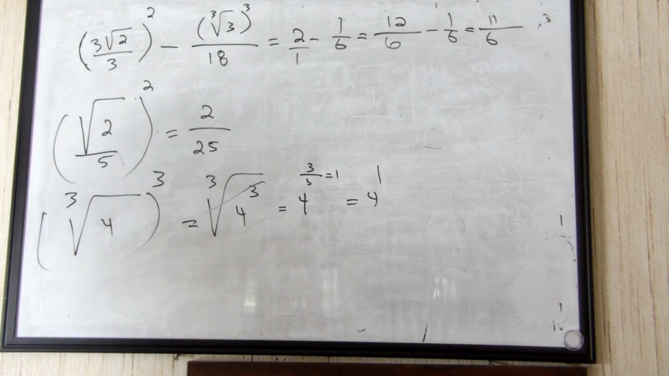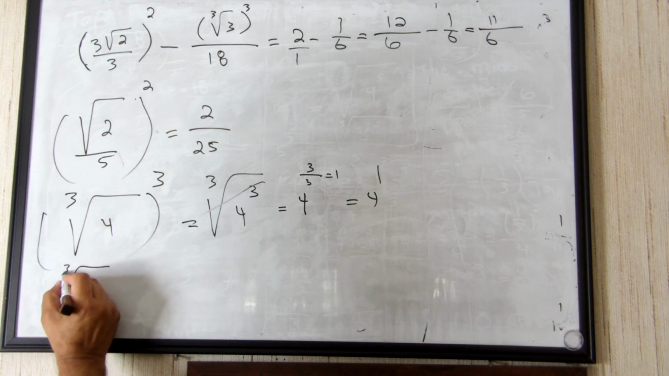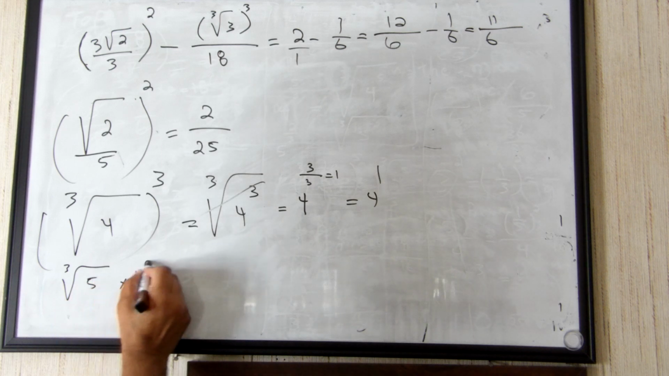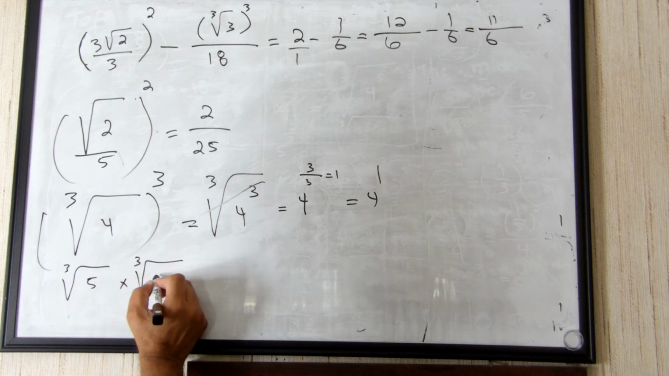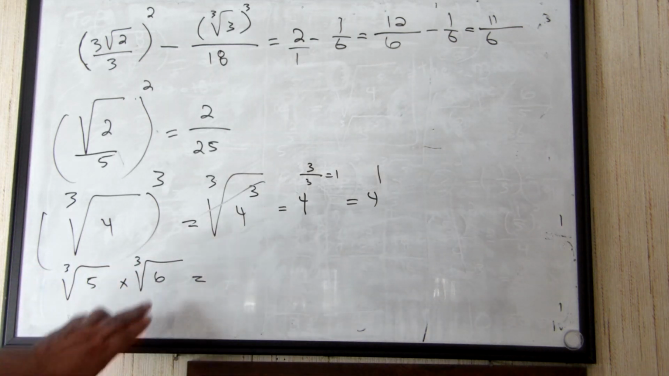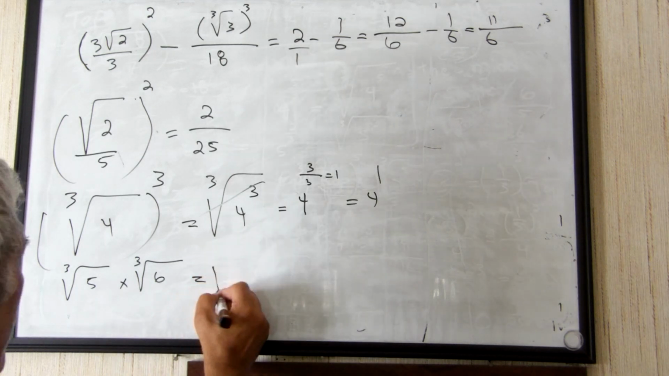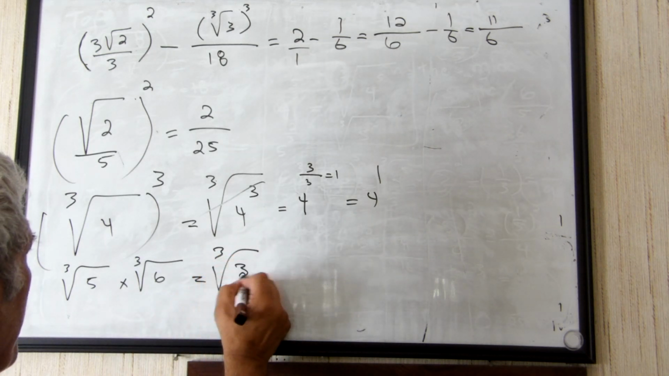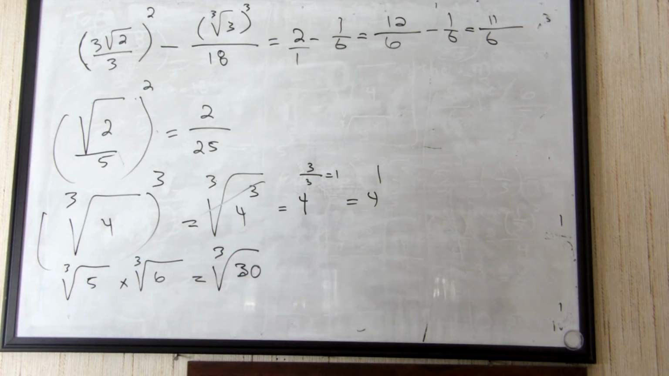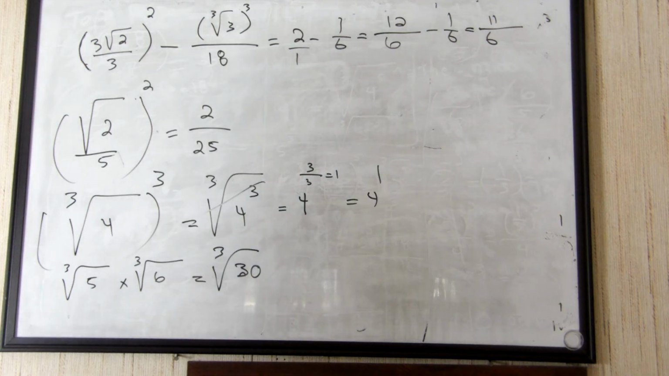And then we have, let me remind you of the radical. If you have 3, 5 times 3, 6, they have the same index, so we multiply the numbers under the radical, so it's going to be 30.